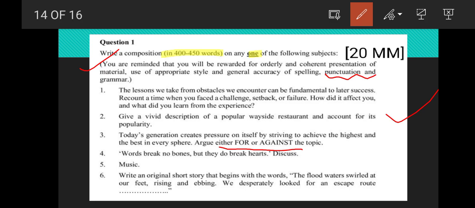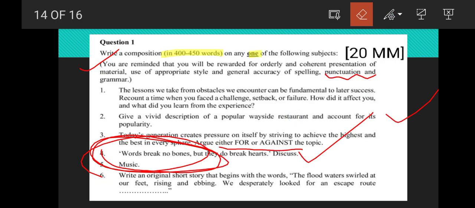Now fourth is saying: words break no bones, but they do break hearts. Discuss. Means words break no bones, but they break the heart. As I told you, words have that much power that they can break your heart. Suppose someone says negative words to you, obviously you will get furious and your heart will break into pieces. So why do words have this power? You have to discuss. See, this is very small while reading, it looks very small, but it contains a lot of description.